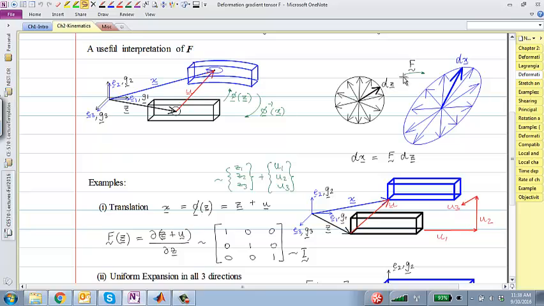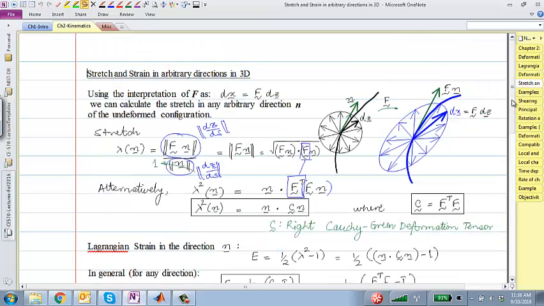So the interpretation of F is that it takes undeformed tangent vectors to deformed tangent vectors. That's all that this F does, which pretty much captures the state of deformation at a point in a body in all possible directions. That's what a tensor field is supposed to do. So using that, we came up with some definitions of stretch and strain.